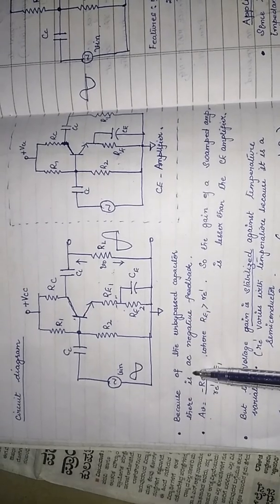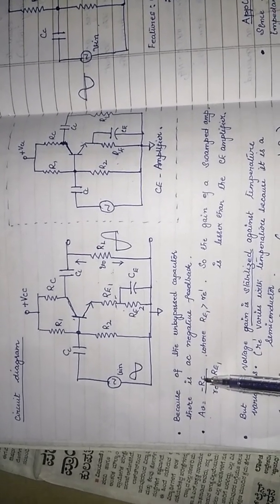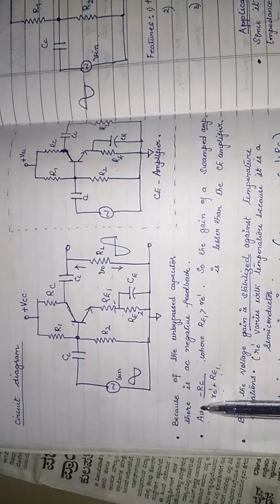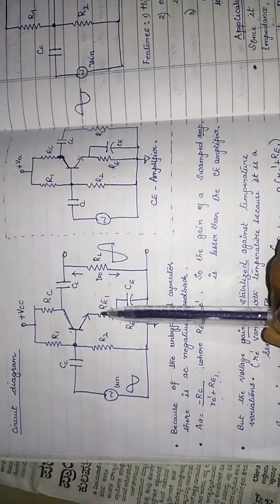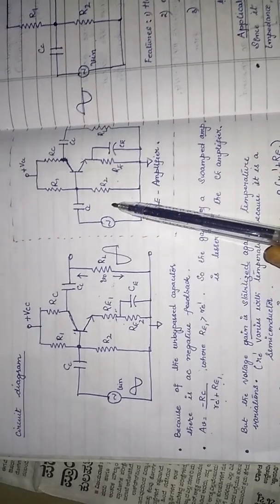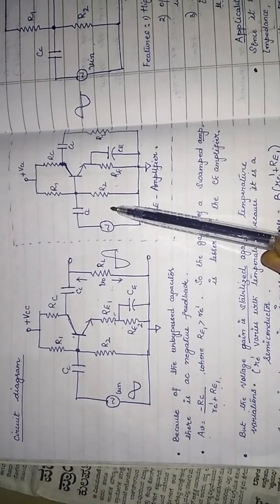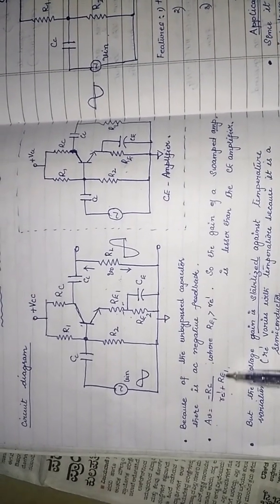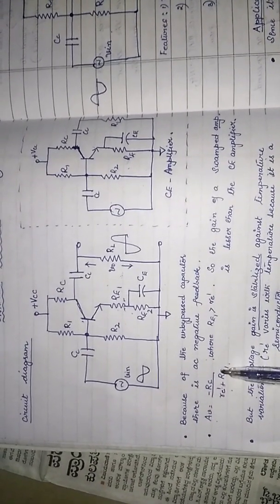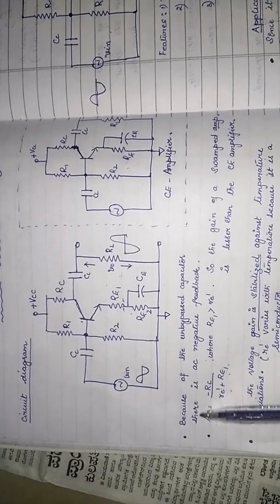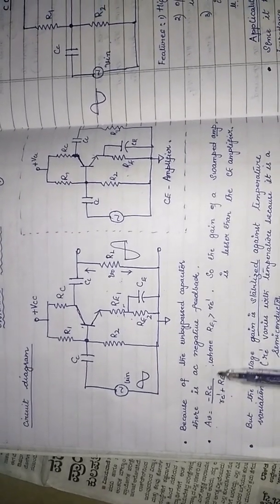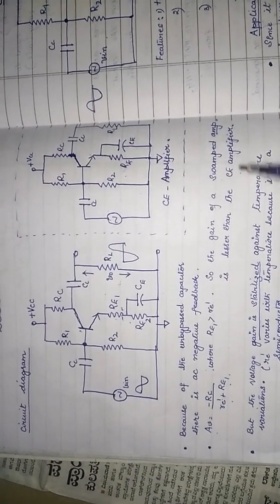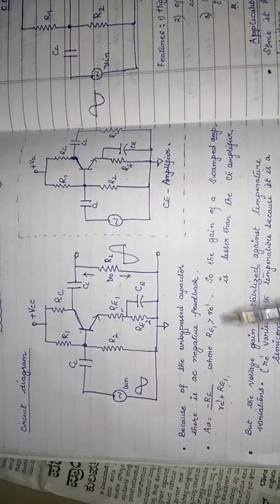So the voltage gain is minus RC divided by RE dash plus RE1. So this is another justification of why the gain of a swamped amplifier will be less than that of the CE amplifier. So what do you see? You have an extra factor in the denominator. You know that if the denominator is greater, what will happen to the quotient? The quotient will definitely drop. So that is the reason why the gain of a swamped amplifier is less than that of the CE amplifier.